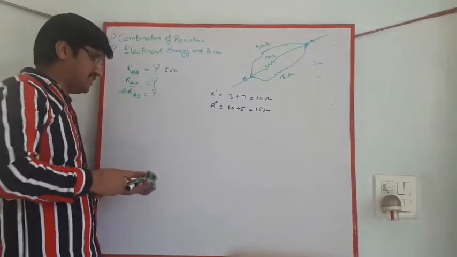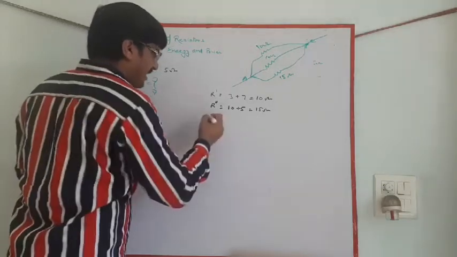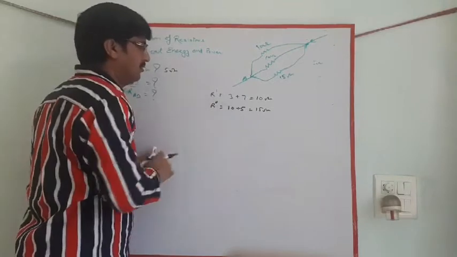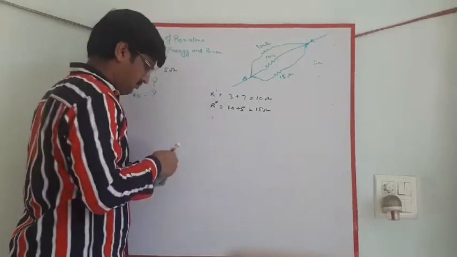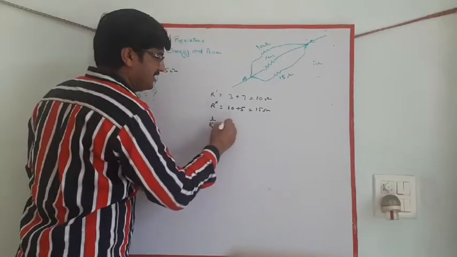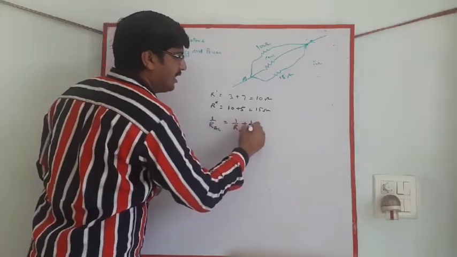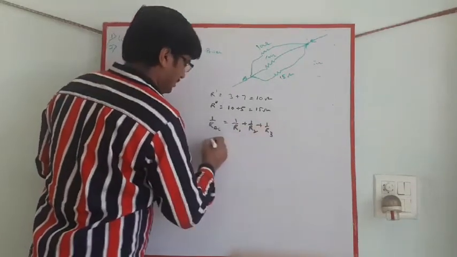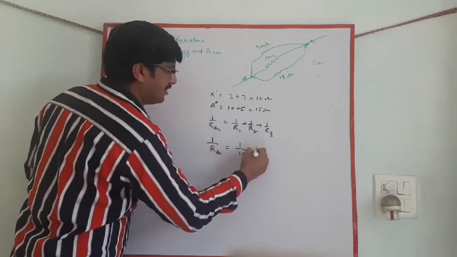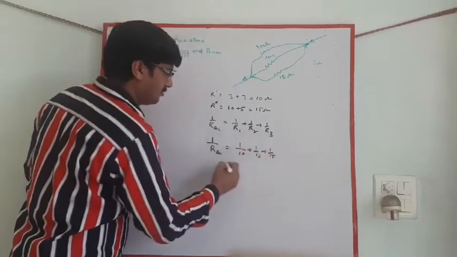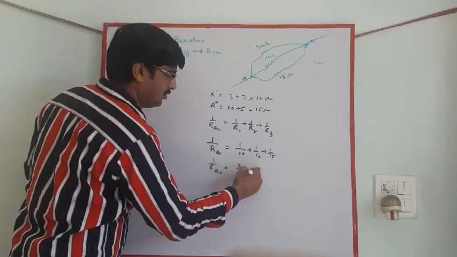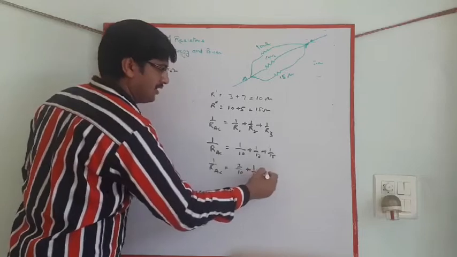So equivalent resistance now between A and C, say RAC, is equal to, to find this we have to use 1 by RAC is equal to 1 by R1 plus 1 by R2 plus 1 by R3. Say 1 by RAC is equal to 1 by 10 plus 1 by 10 plus 1 by 15. So I take this as 2 by 10 plus 1 by 15, it will be easier.